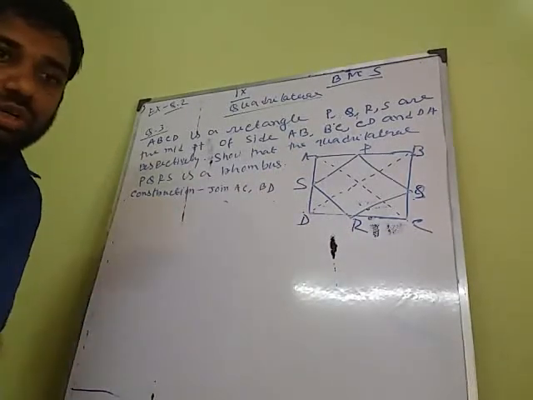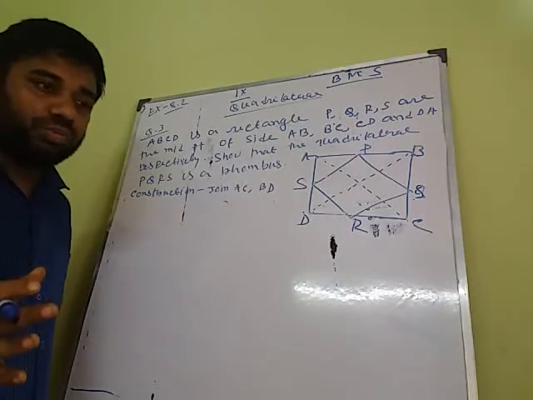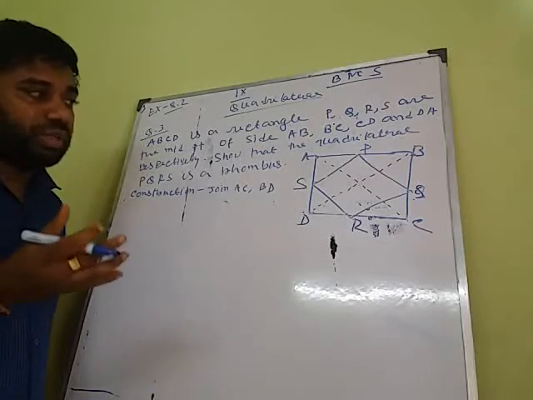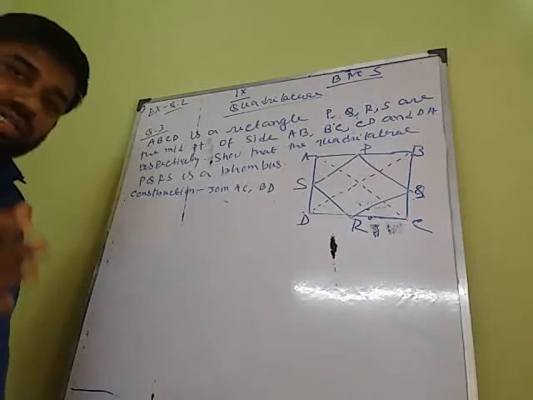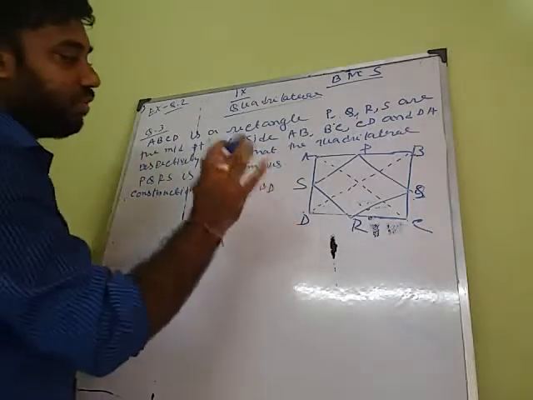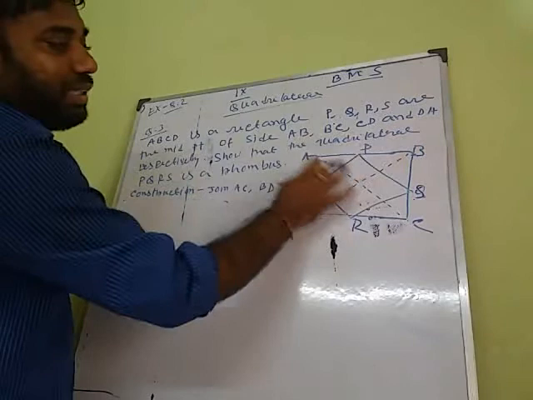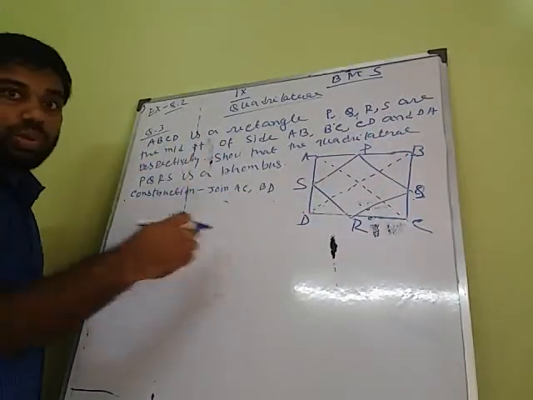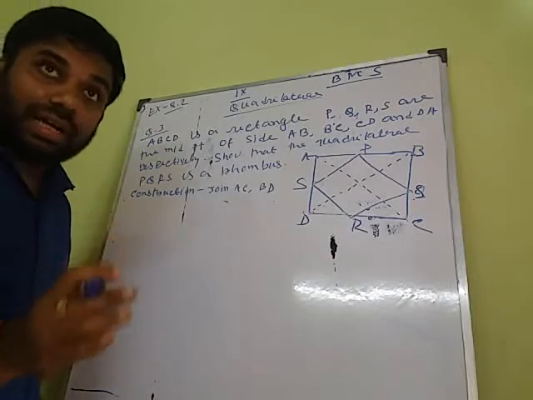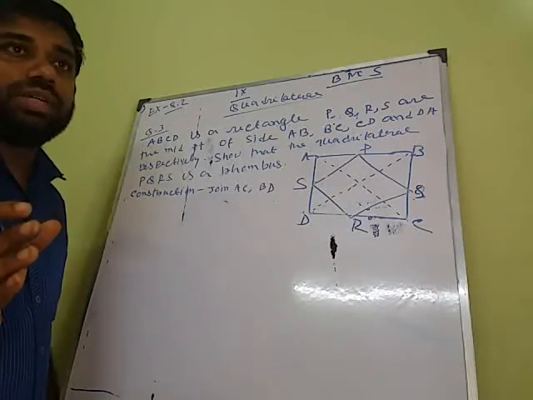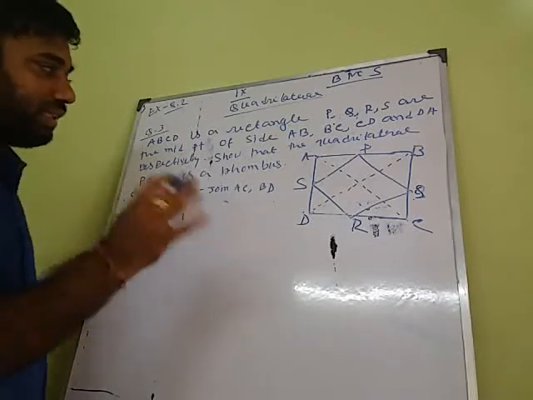So PQRS is a rhombus means if we are able to prove that all the sides are equal, that is PQ equal to QR equal to SR, then you can say that it is a rhombus. First of all, to solve this question, we need to draw the diagonals AC and BD. And one important thing is that AC and BD are equal. Why? Because they are diagonals of a rectangle. As they are diagonals of the rectangle, we know that the two diagonals are equal. That's why AC equal to BD.